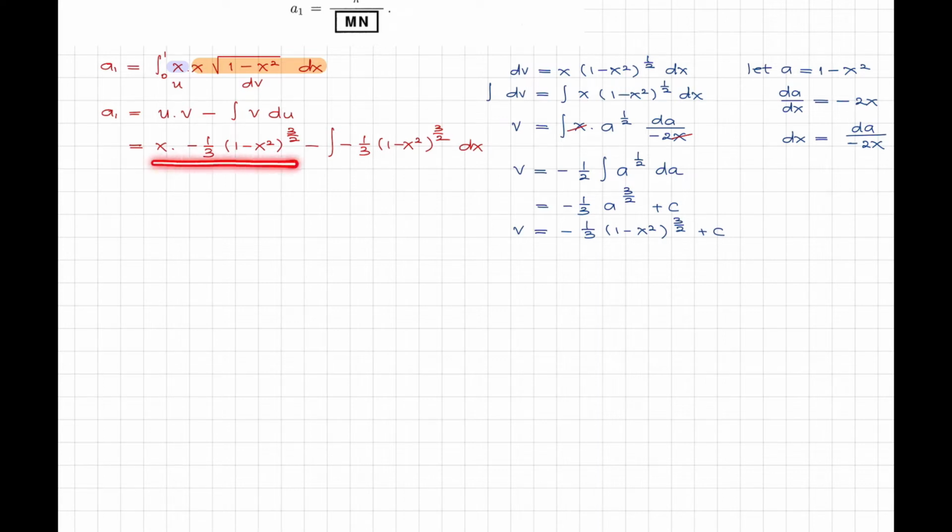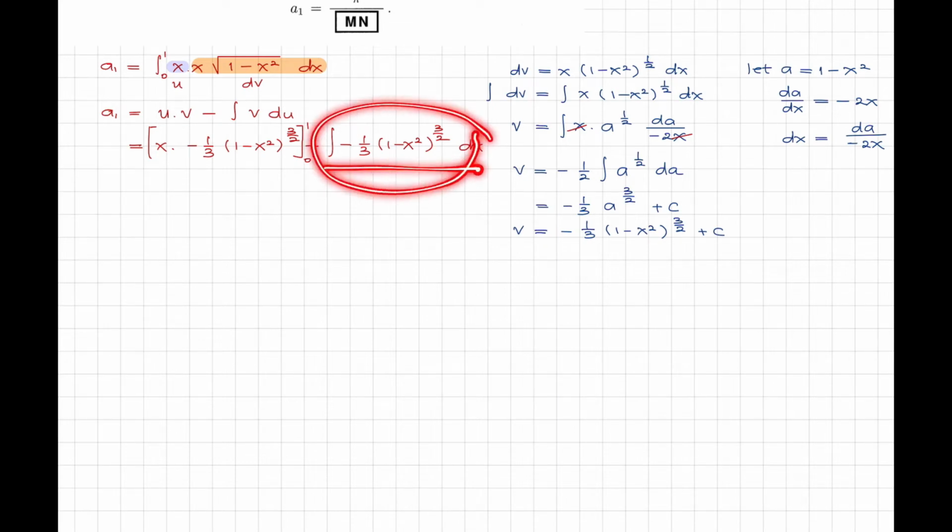Since the first expression has no integration anymore, we can substitute the upper and lower limits into this expression first. But on the second part, since there's still an integration, we cannot substitute the upper and lower limits here. We should integrate it first.